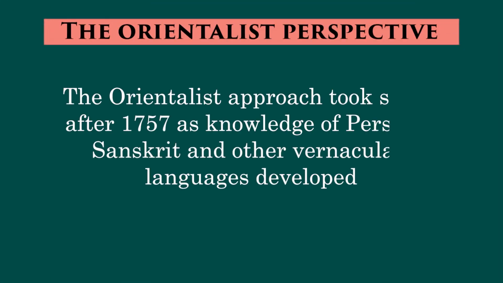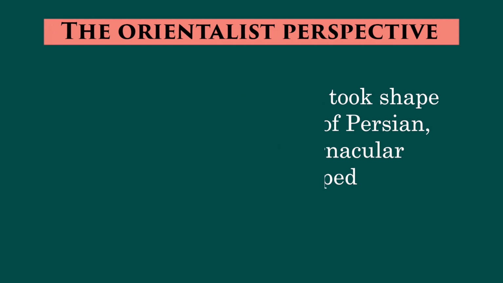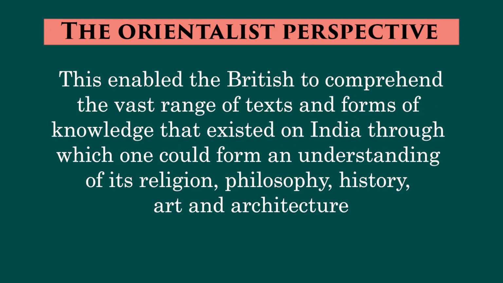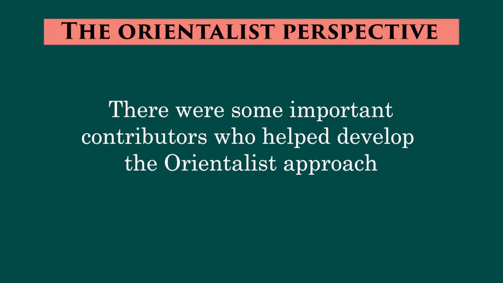This approach took shape after 1757, and here we find that the British developed a knowledge of Sanskrit, Persian and other vernacular knowledges to read the texts that were available, through which they gained a knowledge about India, about its religion, its philosophy, its history, its art and architecture. I will mention a few important contributors of Orientalist understanding.